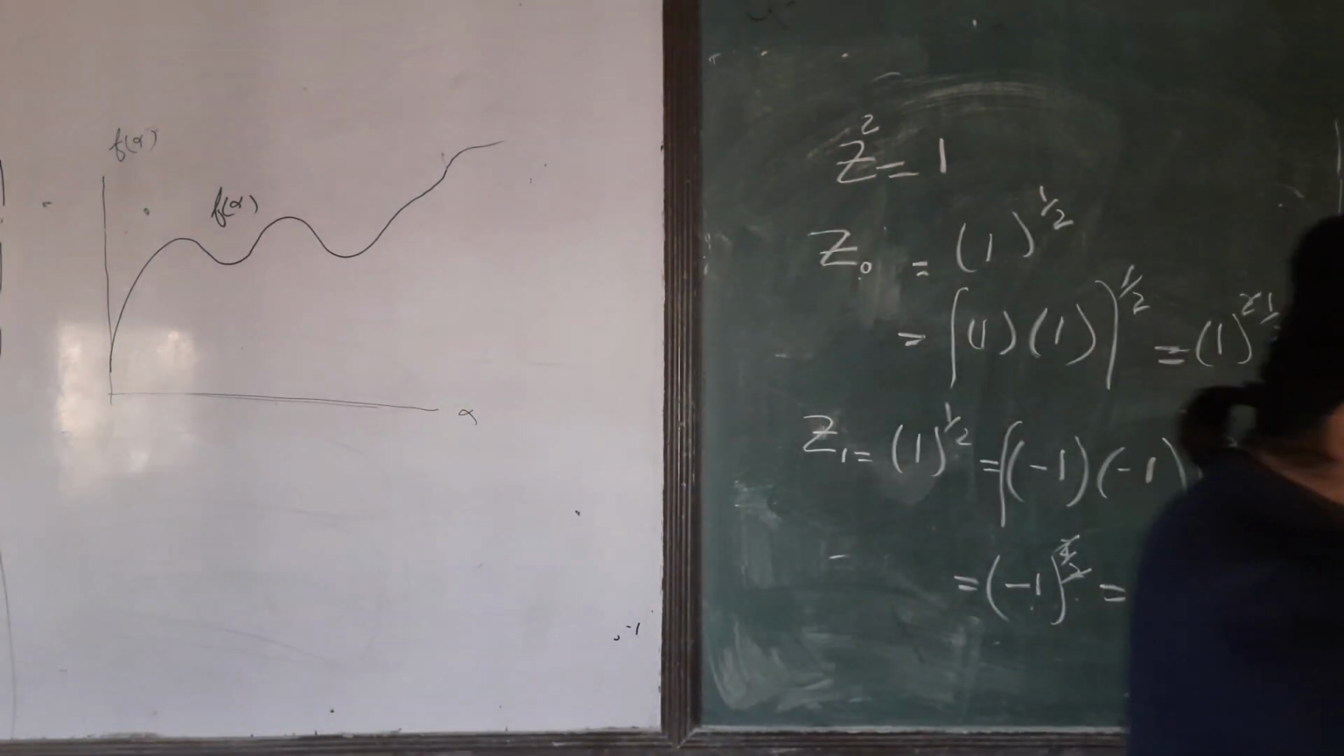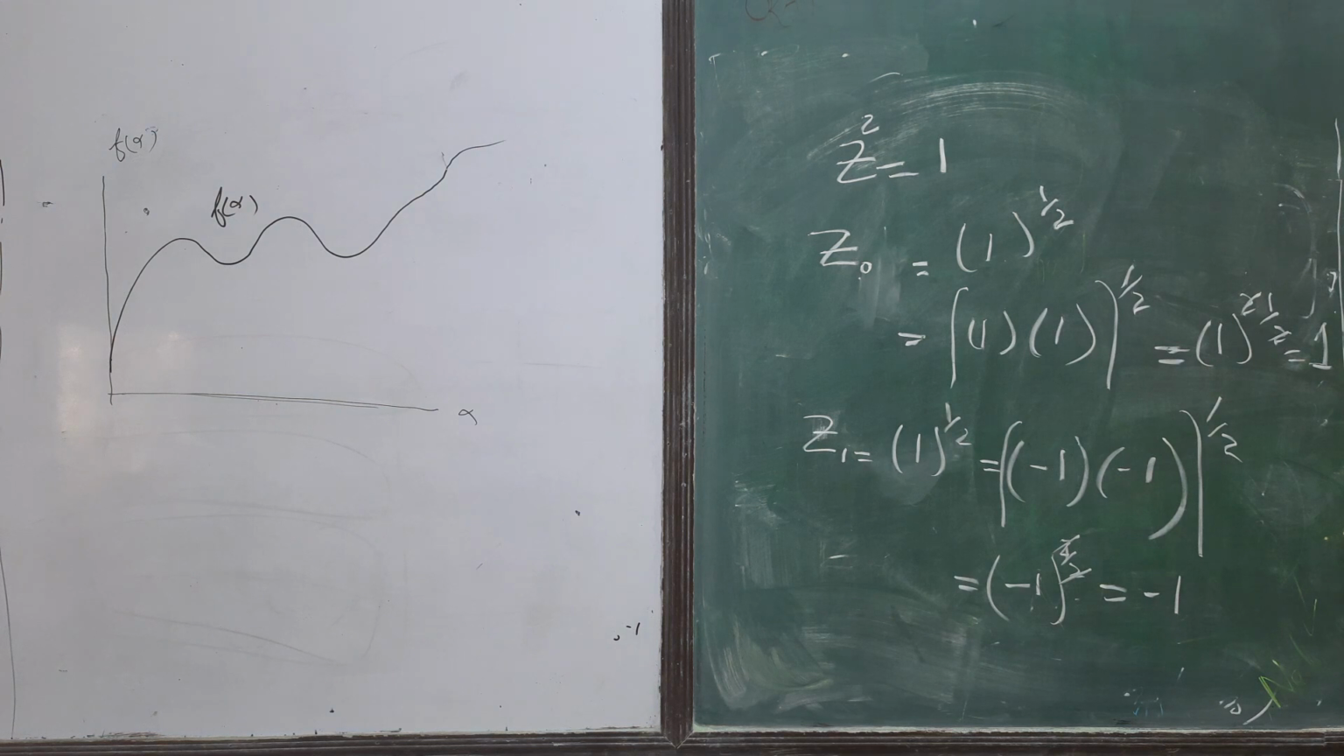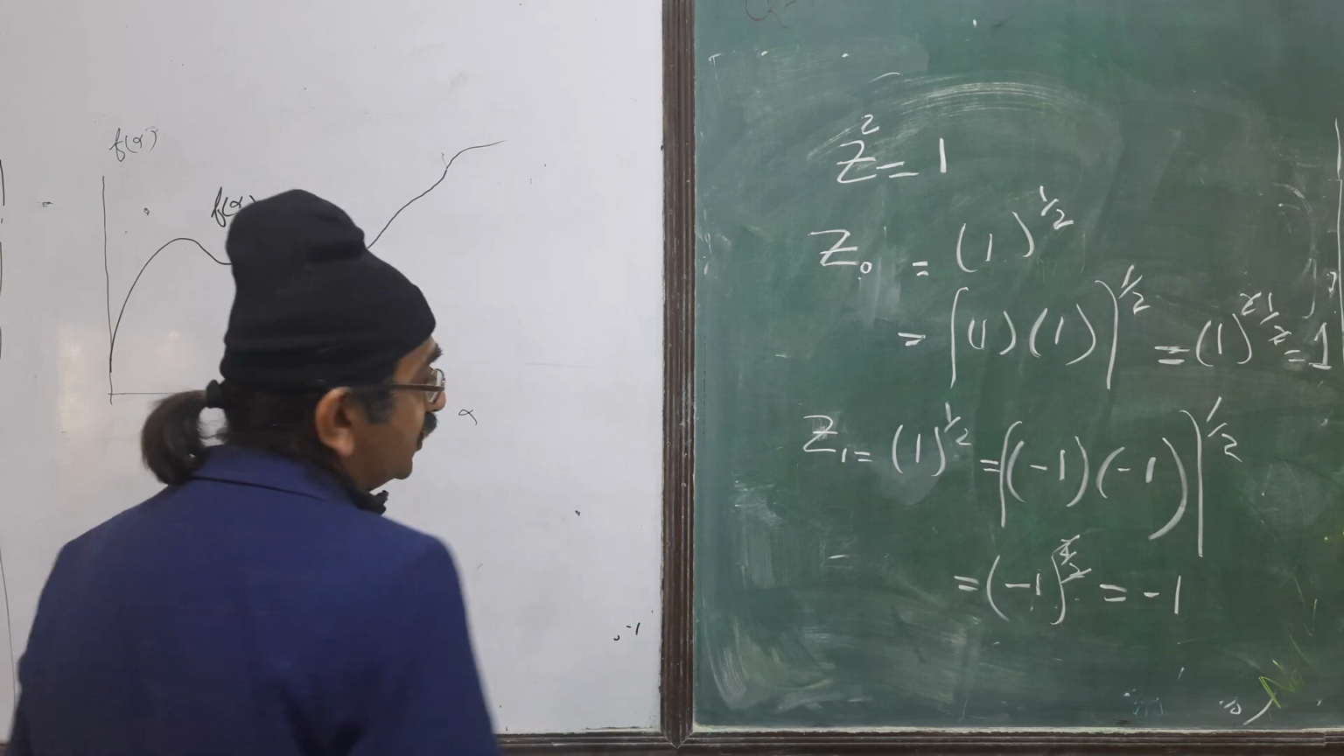But in complex numbers, the situation is not so simple, because now the domain is not a single variable but two variables, real and imaginary.